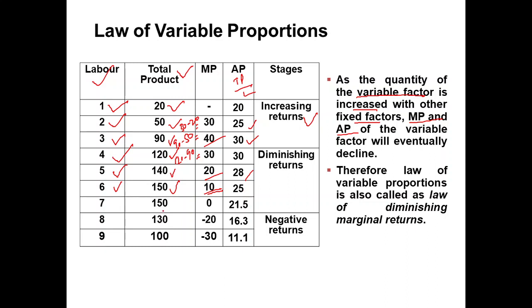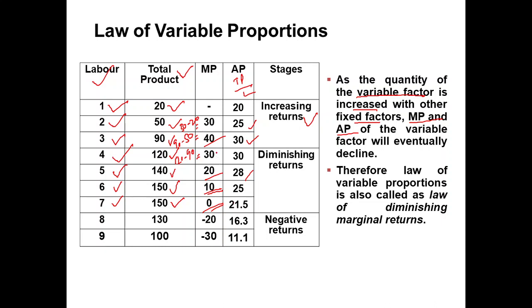Further, if there is demand, the producer would like to produce more and will try to increase the labor, because the fixed factor he cannot increase, right? The producer can increase only the variable factor, which is labor in this case. So further, the seventh worker is hired, but with the hiring of this seventh worker, what do we observe? There is no change in the total product. Total product remains at the 150 level, which means the seventh worker is contributing nothing. The contribution of the seventh worker is 0, whereas the average product has further gone down from 25 to 21.5.